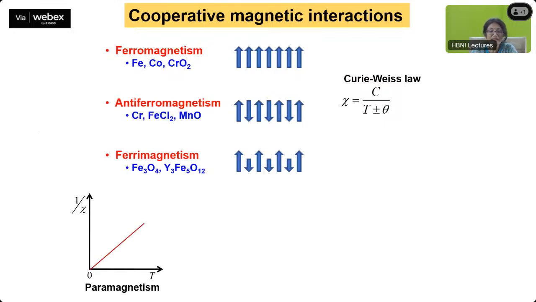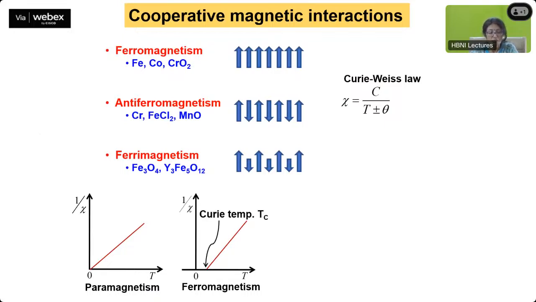So if you plot 1 by chi versus T in case of a paramagnet, what you see is a straight line which passes through the origin. Fair enough, because in this case, the equation is chi is equal to C by T. Whereas in case of a ferromagnet, if you see this 1 by chi versus T, you see a straight line, but it doesn't pass through the origin. It passes through some finite value of T. And that finite value of T is nothing but your theta value. So that is nothing but your Curie temperature, or that theta value, whatever you see.